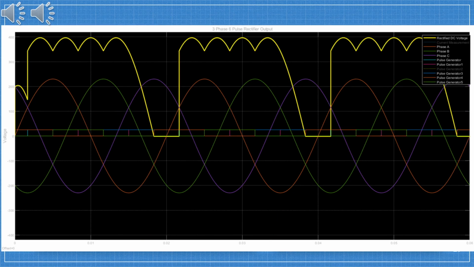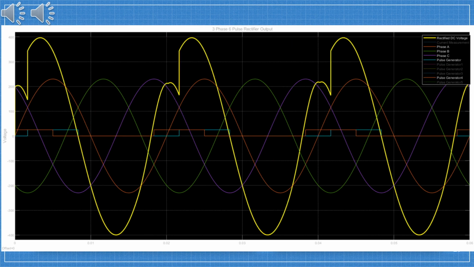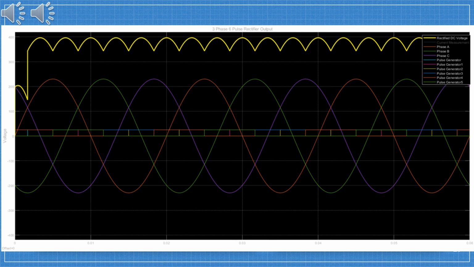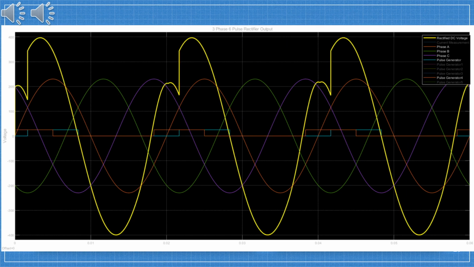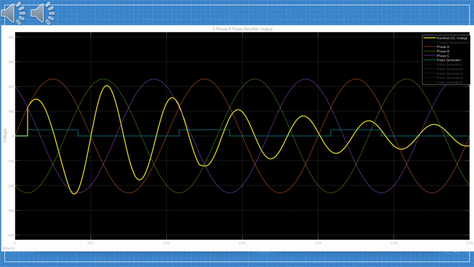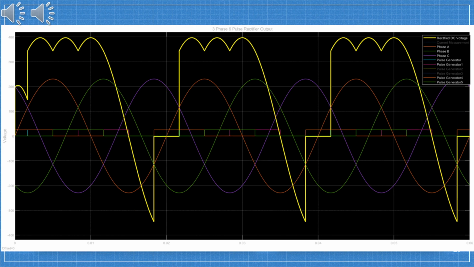This animation shows exactly how this rectification works. Now we can see the pulse generator pulses, and as we start firing successive pulses, we can see that our effective output voltage ripples start to reduce and we have a larger output voltage.